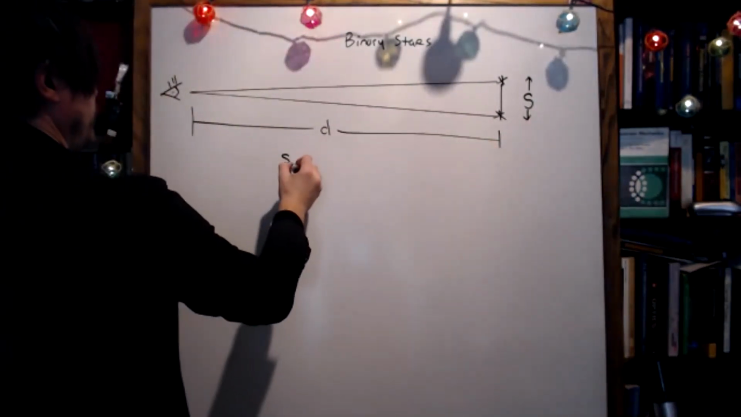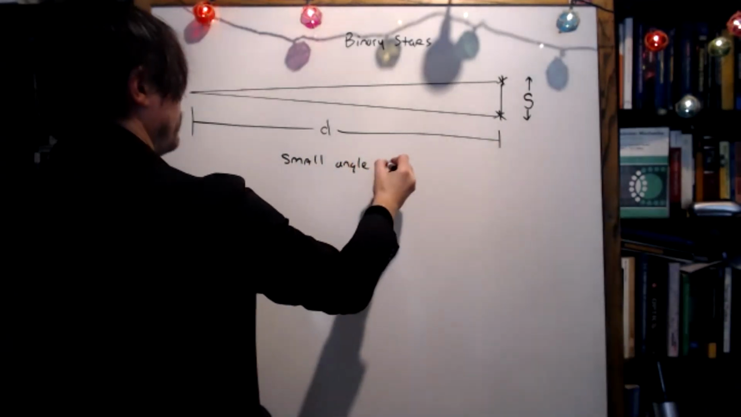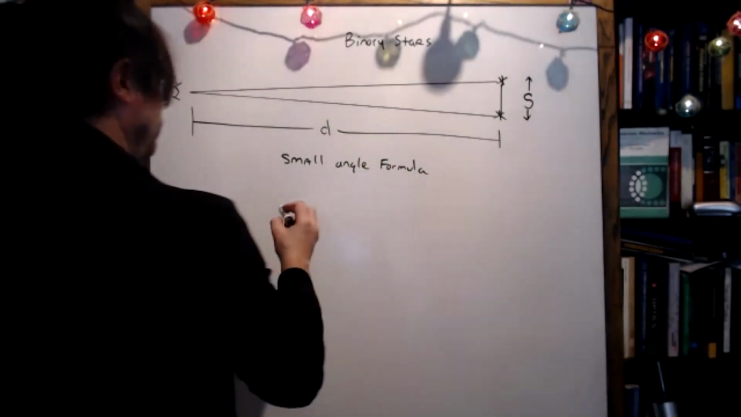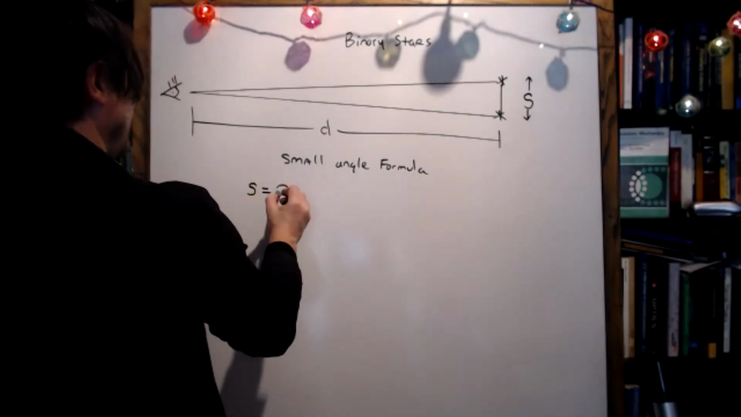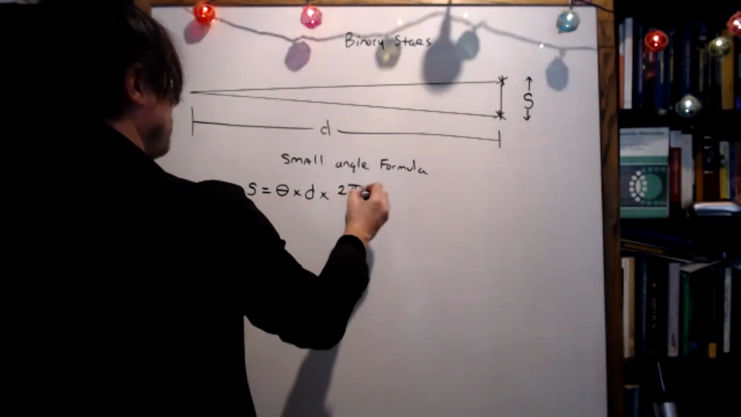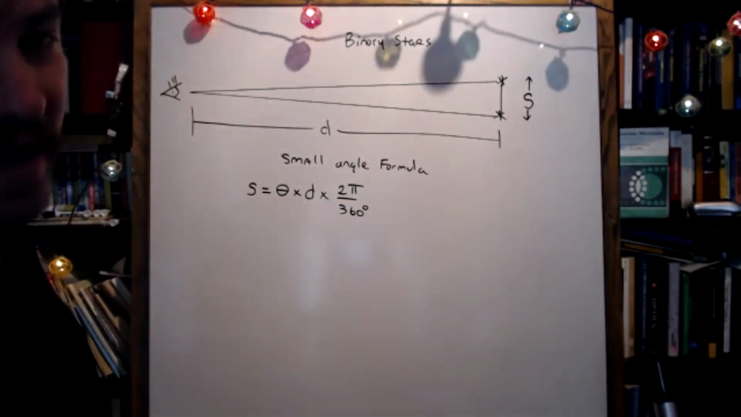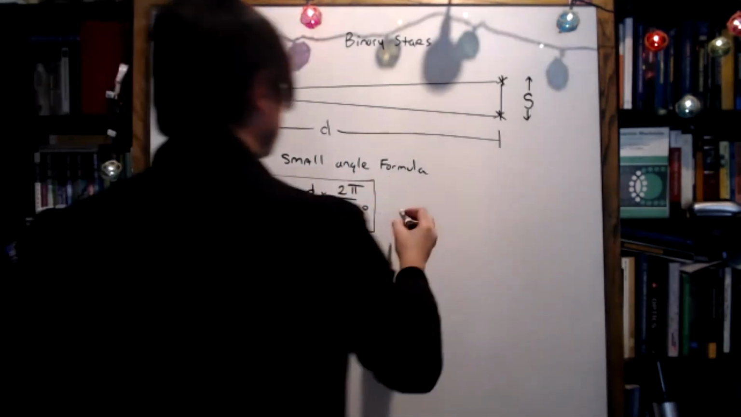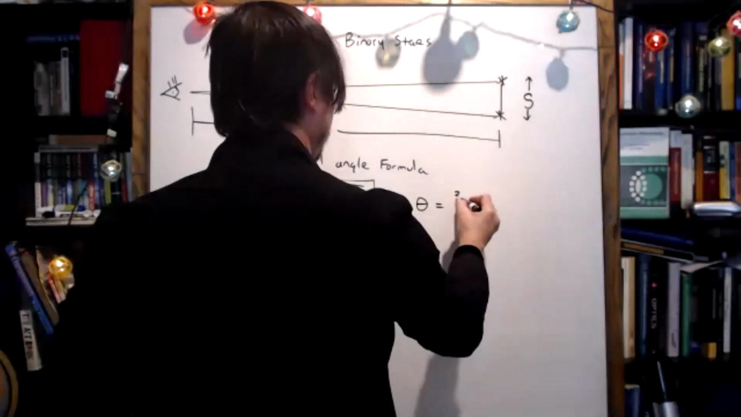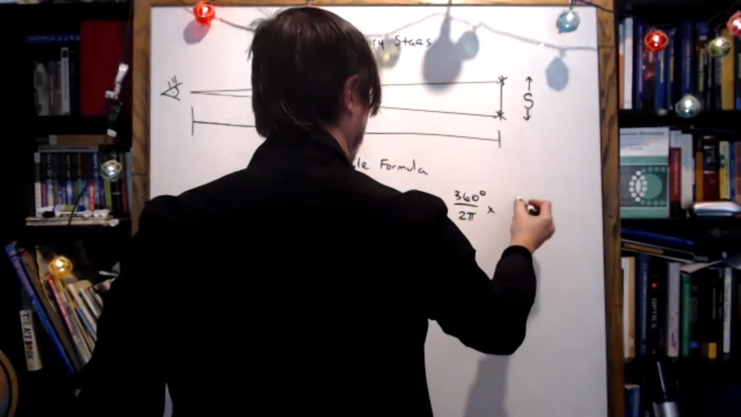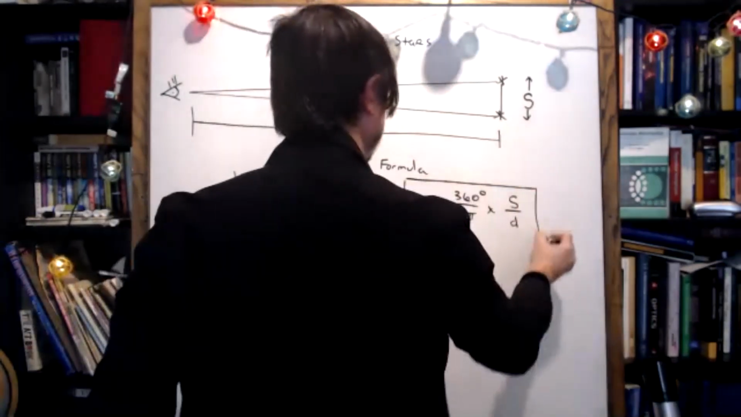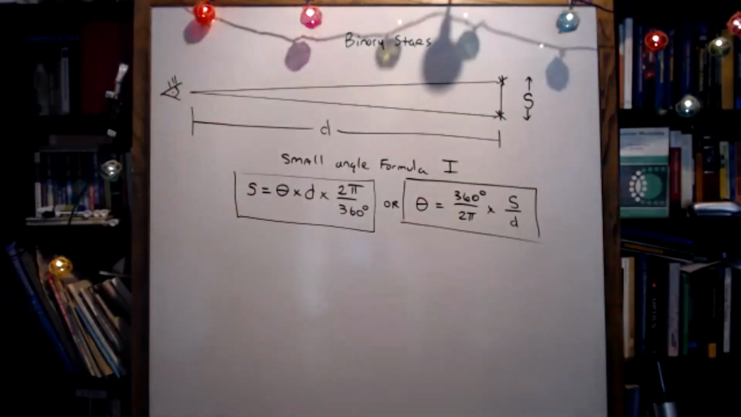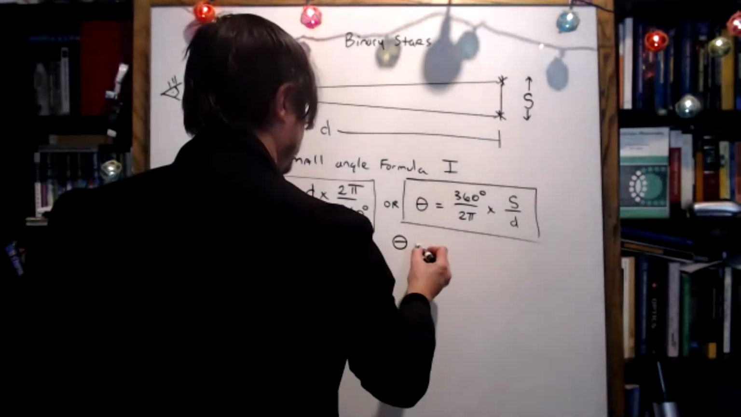In chapter 2, you learned this version of the small angle formula. Well, we could write it in one of two different ways. S is equal to theta times d times 2 pi over 360. That's when you want to solve for the separation. Or if you wanted to solve for the angle, theta equals 360 degrees over 2 pi times the separation divided by the distance. And this is what I call the small angle formula part 1, because in this version, theta is measured in degrees.